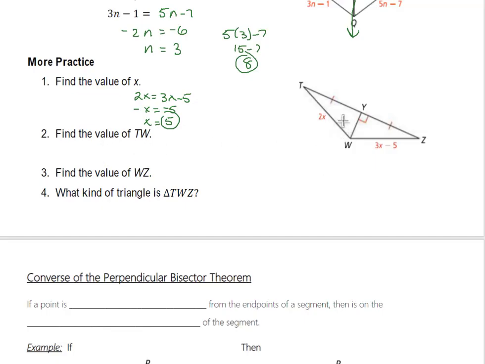Find the value of TW. Since x is 5, TW is 2 times 5, which is 10. Find the value of WZ. WZ is 3 times x minus 5, but x is 5, so we have 3 times 5 take away 5, 15 take away 5, which comes out to be 10. We see that WZ and TW are the same. What kind of triangle is TWZ? It's an isosceles triangle because it has those two congruent sides.